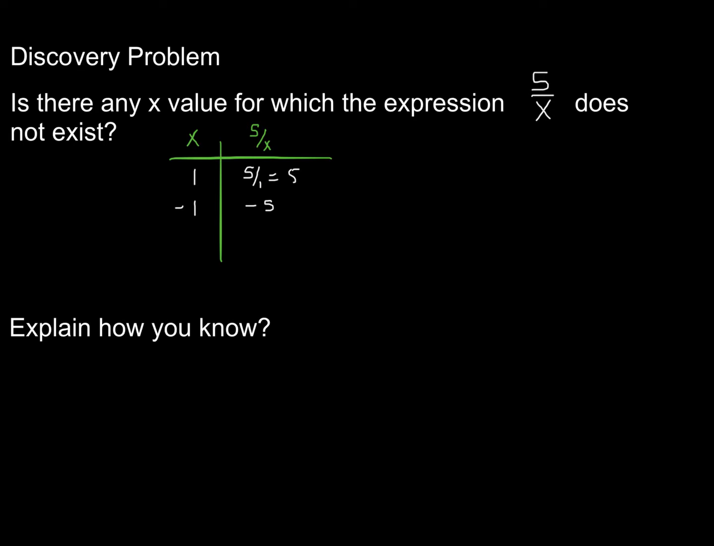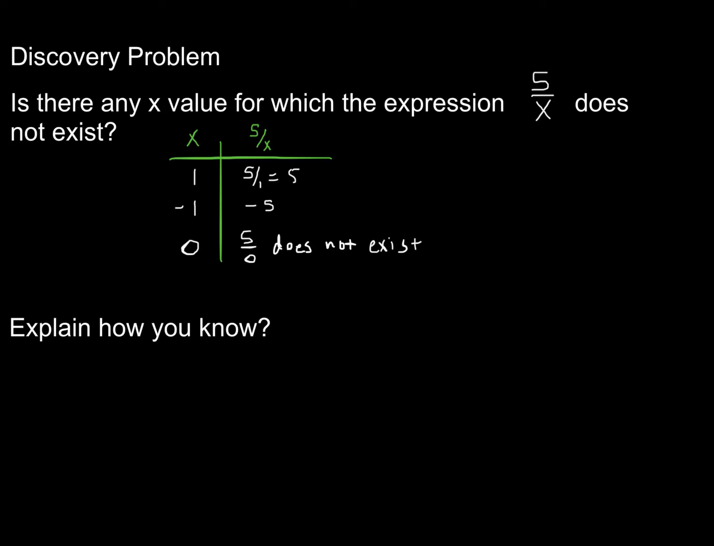And hopefully you arrived at 0. If you try and take 5 and divide it by 0, well, think about it. How many times does 0 go into the number 5? It doesn't matter what number you come up with, you're wrong, because 0 times that number that you come up with won't equal 5. And so there's no way to say what this is. In other words, 5 divided by 0 does not exist. So when x is equal to 0, our expression is what we call undefined, or in other words, it does not exist.